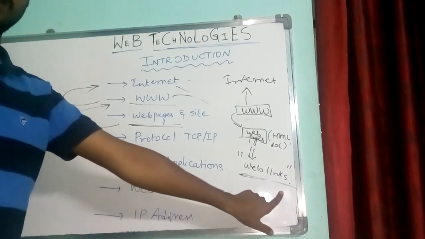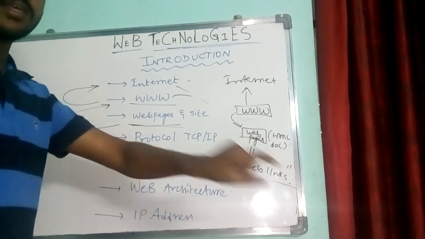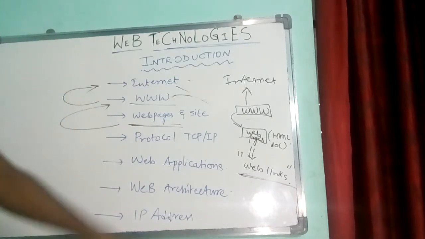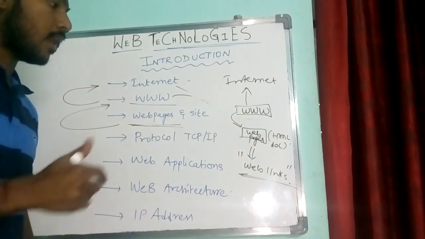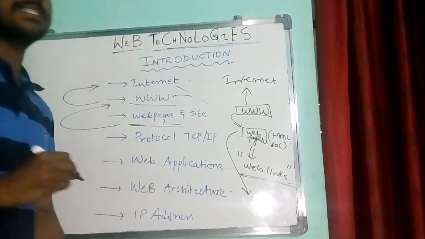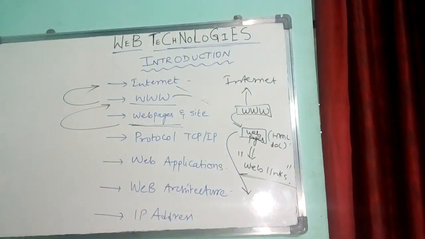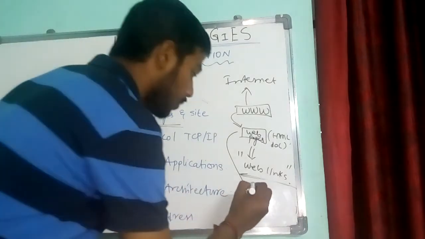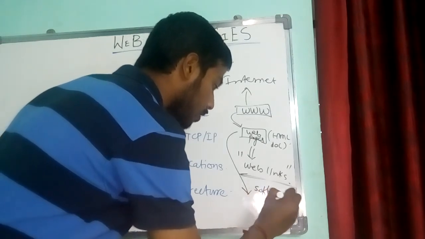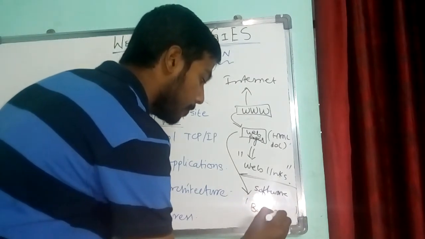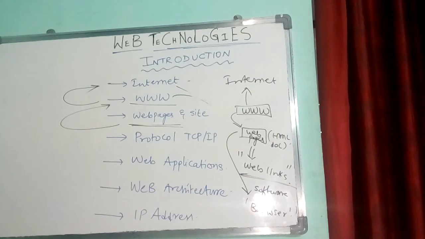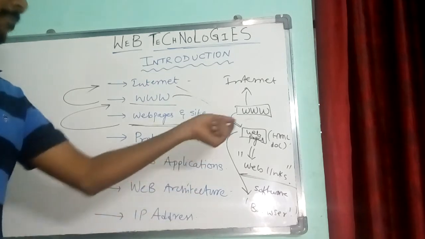Those links which help us navigate from one web page to another web page are called web links. These are different from the URL. These web links help us navigate on the same domain from one page to another page. Now, these web pages are accessed or used through a software called a browser. What is a browser? A browser is a software which is helpful to access the web pages.